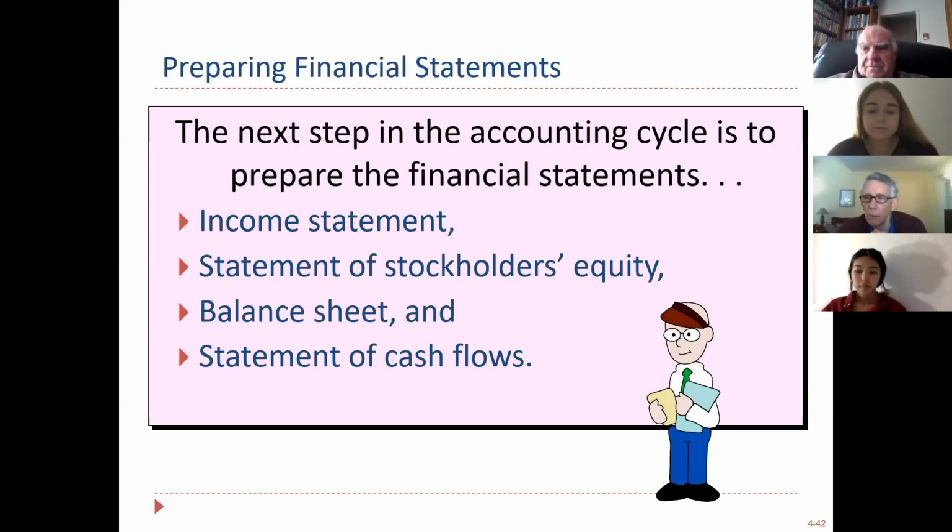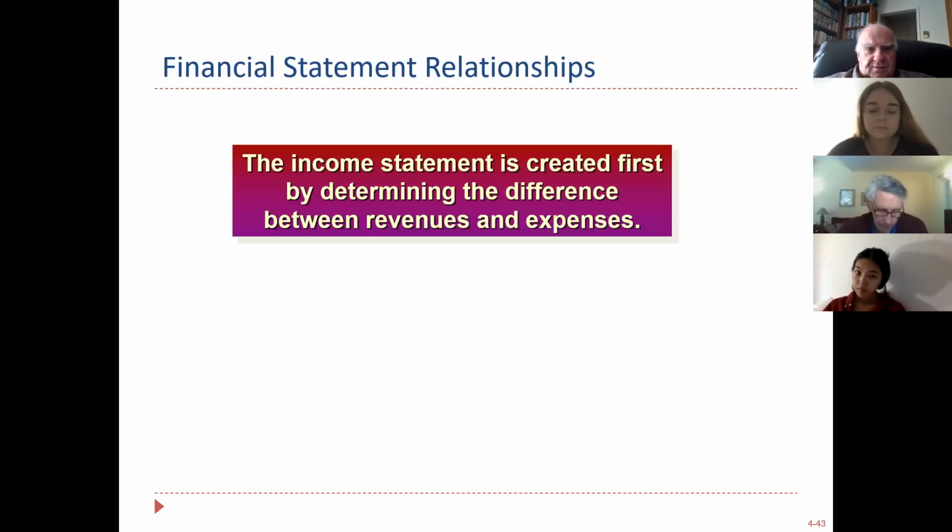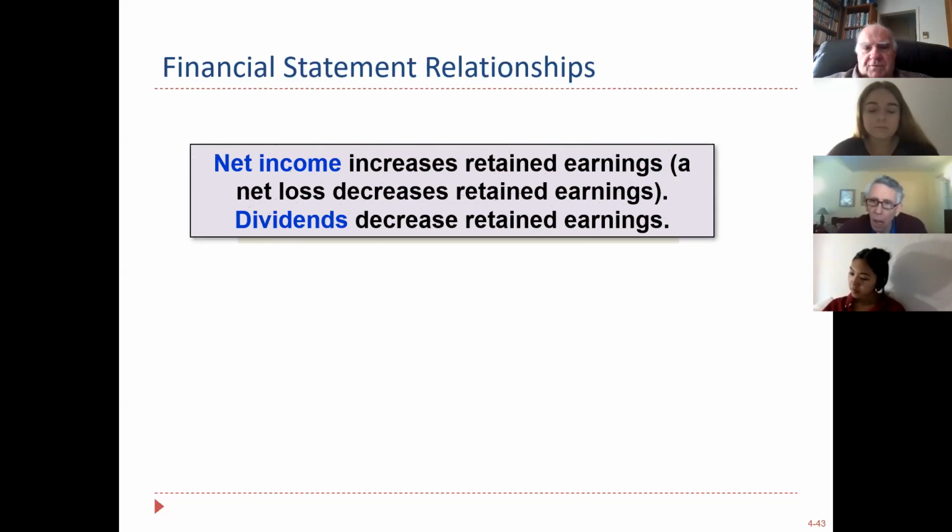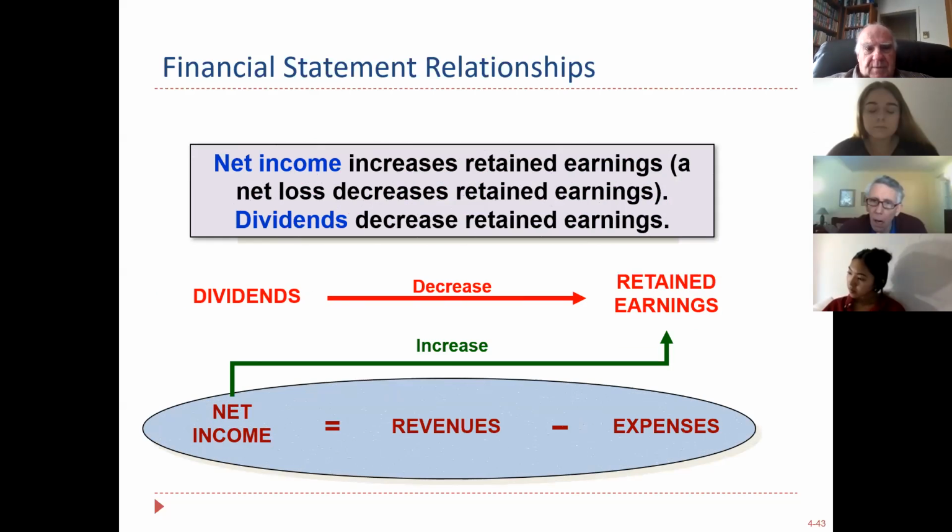Now we're ready to prepare the financial statements, and they must be prepared in this order. You must do the income statement first, then the statement of equity, then the balance sheet. And we're not going to worry about the cash flow statements. The income statement is simply your sales minus expenses. Sales, revenues minus expenses. We do the income statement first because we know that net income is going to increase equity.